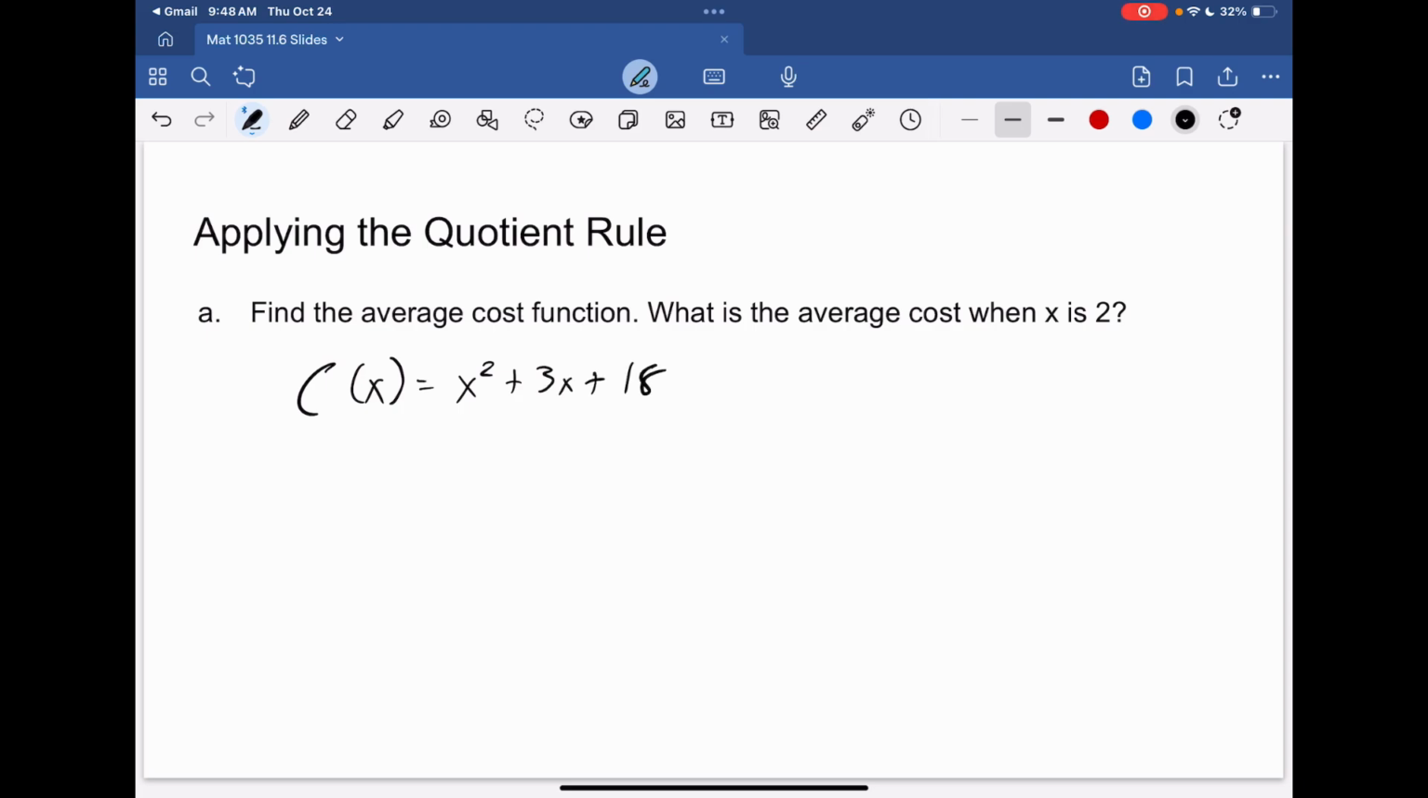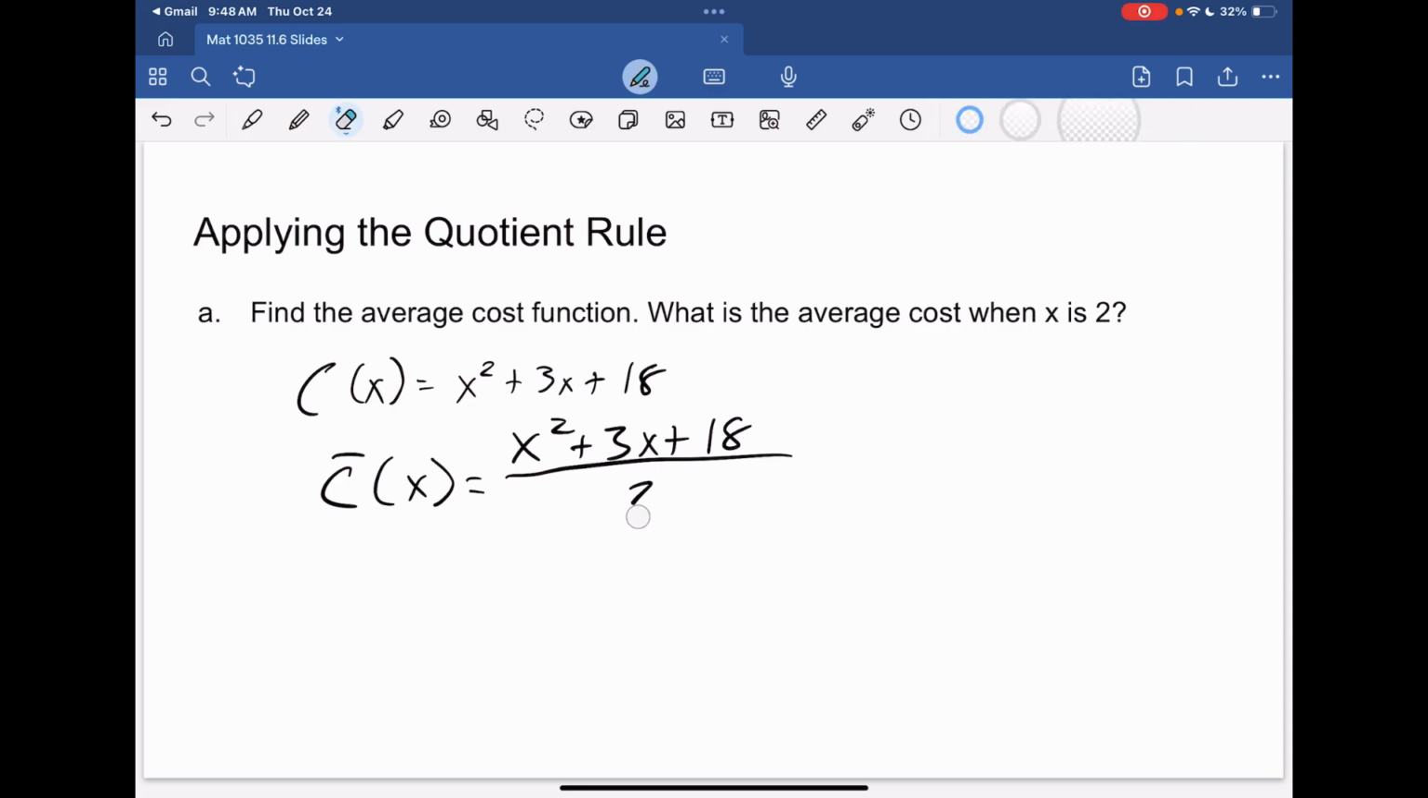And I am trying to find C bar, or just the average cost function. So I'm going to take my cost function of x squared plus 3x plus 18, and I'm going to divide it by... excuse me, getting ahead of myself here. I'm going to divide it by x. That is my average cost function.